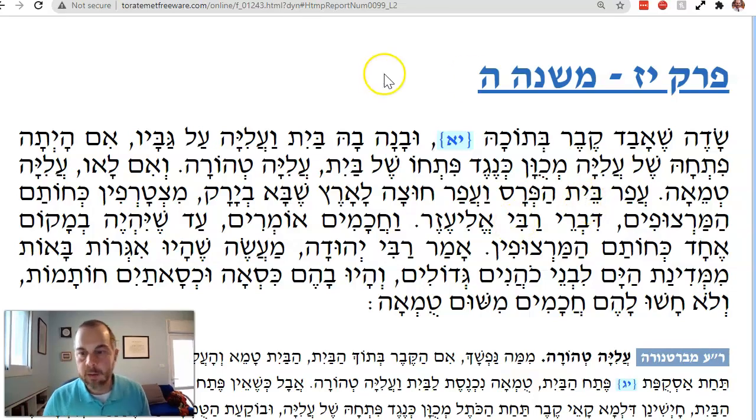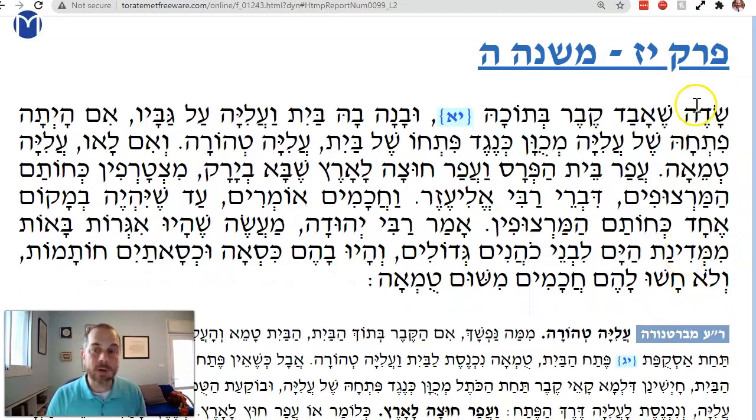We are on Oholot, Perek Zion, Mishnah Hey. The last Mishnah in the second to last chapter of Masechet Oholot. We're talking about Beit Hapras. Remember, Beit Hapras is a field in which a grave was plowed over, and then the whole thing is tameh. Says the Mishnah, Sadeh avad kever b'tocha.